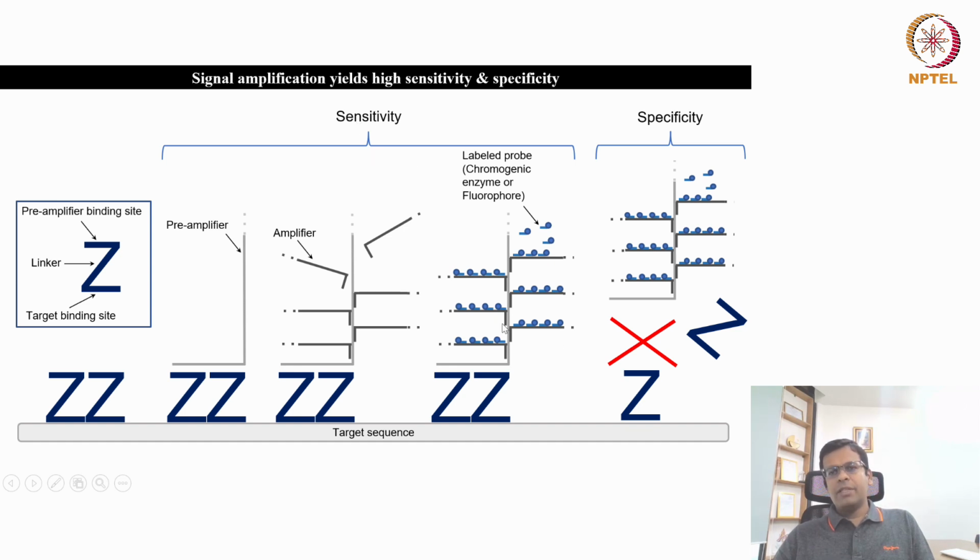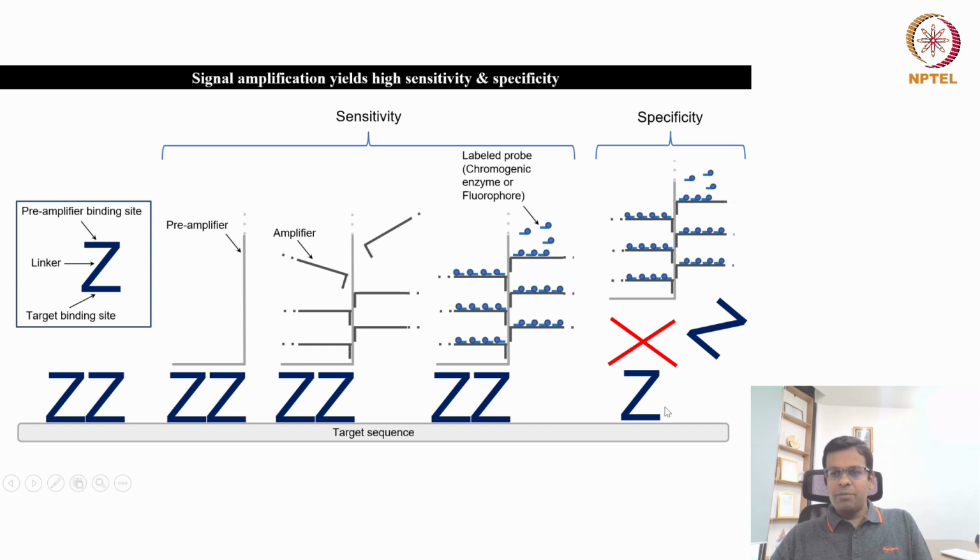Sensitivity means even if only one mRNA is present in the cell, you can still detect that mRNA, because so many fluorescent probes will bind to that single mRNA. So because of this amplification system, the sensitivity of this assay increases. And how is the specificity increased? Why did they use double Z and not single Z probes?